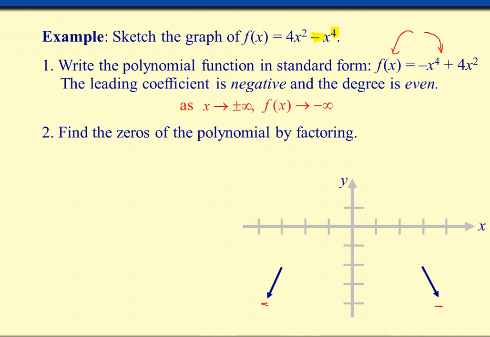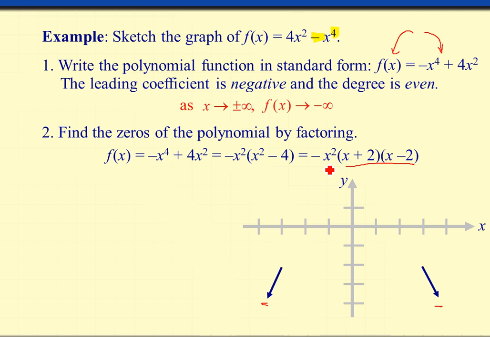Okay. Well, what do we do next? Find the zeros. Well, to find the zeros, we'll factor it. In this case, we factored out a -x squared, and when we factor out a -x squared, we'll be left with x squared minus 4. And x squared minus 4 is the difference of two squares. We'll factor as x plus 2 times x minus 2.